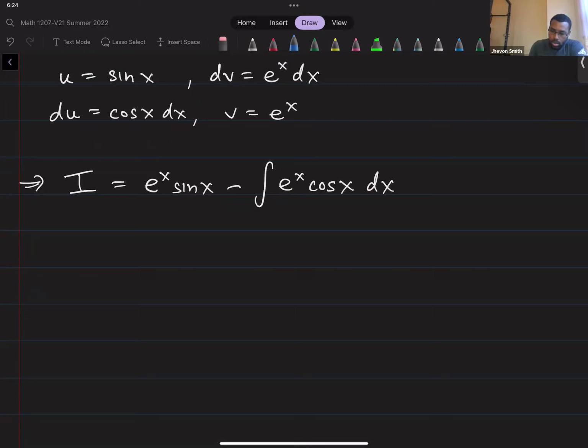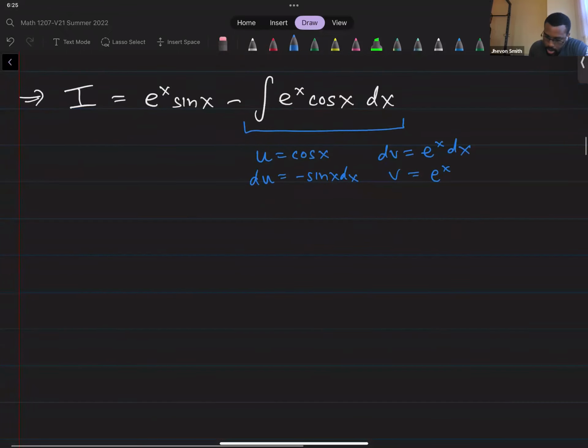So now we have to compute this integral. How are we going to do that? A second integration by parts. All right, so we're going to pick again a u and a dv. So u is going to be the cosine, dv is going to be the e to the x dx. Going to have du, that's going to be a minus sine x dx. The v is going to be e to the x, and I'm going to plug that in.